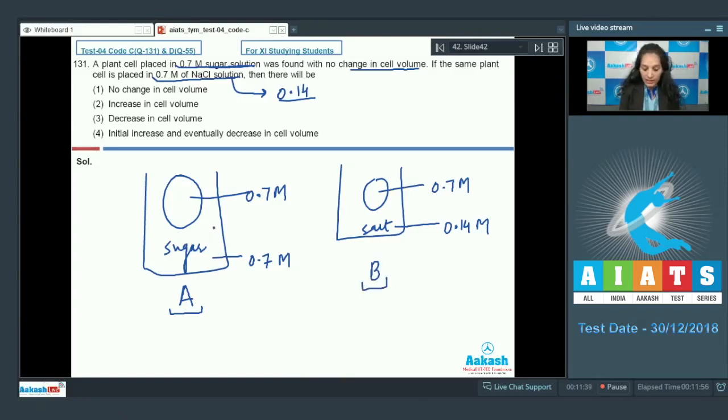In the first case, both the solutions are in isotonic condition, so there will be no change, but in the latter condition, the solution is hypertonic now. Hence, water will move from the cell to the solution and it will plasmolyze. So, the cell volume will decrease. So, the correct option for the given question is option number 3. Let's move on to the next question.